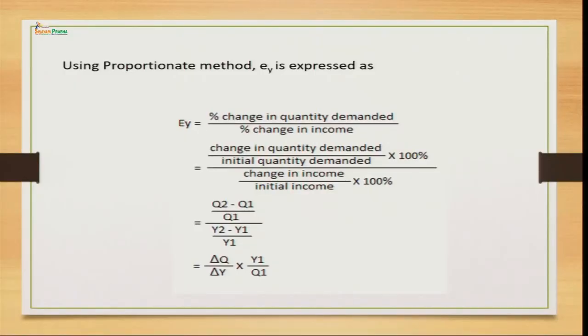Now, again, these are the formulas, or this is the way you can calculate the income elasticity. Here we are denoting income with Y: the percentage change in the quantity demanded upon percentage change in the income, or the other way you can write it is change in the quantity demanded upon initial quantity demanded, that means the previous quantity demanded at the previous or initial income. This is another way of expanding the same formula, and then you can also write Q2 minus Q1 upon Q1, Y2 minus Y1 upon Y1. Y2 is the new income and Y1 is the initial income, and the same is the case with Q2, the new quantity demanded, and Q1, the previous quantity demanded. So, these are the different ways of writing the same method through which you can calculate income elasticity.